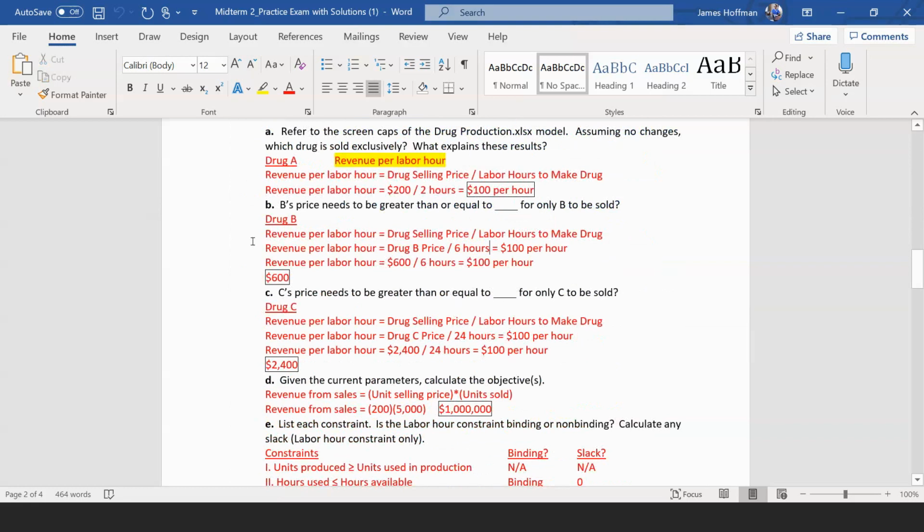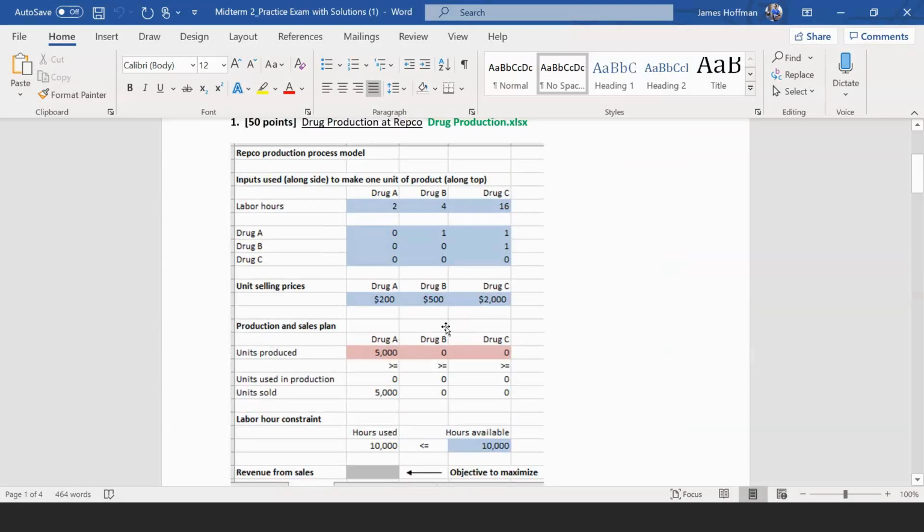Okay, so we know that some price divided by 6 has to come out to $100 per hour. You can probably see that 6 times 100 is 600, or another way of saying it is what divided by 6 is 100. So we know that 600 divided by 6 is 100, and so the drug B price has to come up. See, the original price was 500. That's not high enough to be comparable with drug A, given the hours to make it. So drug B's price has to go up to $600 for that to be sold.